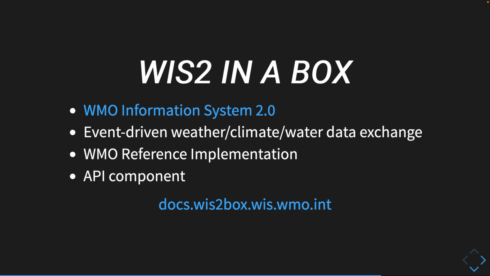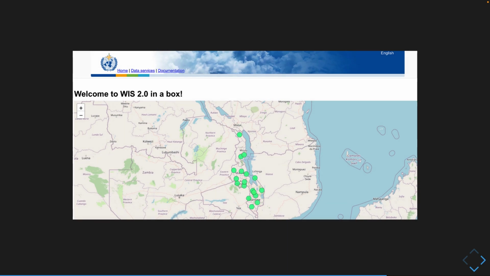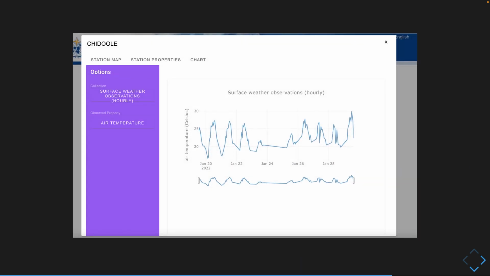WIS2 in a box itself offers an API component to be able to make data available, published to WIS2 in a box, as OGC APIs. That API component is powered by pygeoapi itself. And here we can see a simple view of some stations in WIS2 in a box that are in Malawi, and that is a pygeoapi OGC API feature service, which is powering the points on the map. And here we can see that same feature service is also powering time series of various surface weather observations, for example.